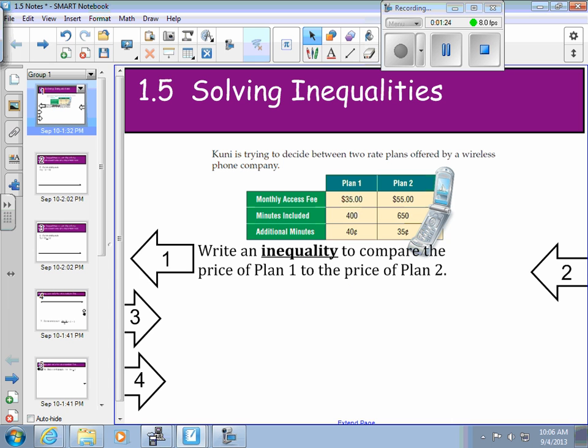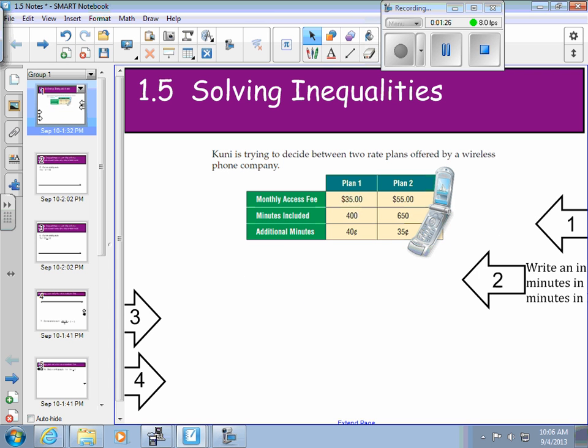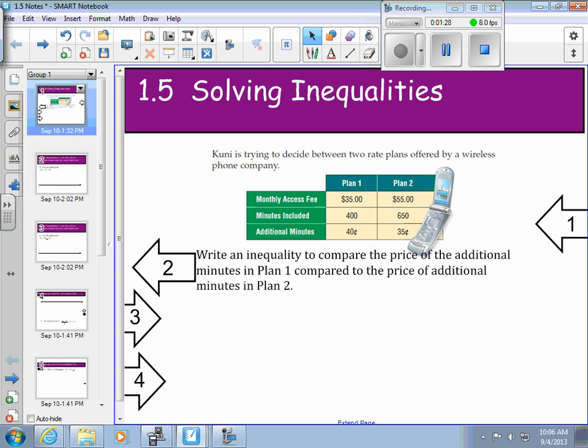All right, let's look at the next one. Number 2. Now they want us to write an inequality to compare the price of additional minutes in plan 1 and additional minutes in plan 2. Well, the additional minutes going down to this third row here is 40 cents and 35 cents. Well, 40 cents is greater than 35, so we would use the greater than symbol. Again, the open side goes to the bigger number. All right. Next one, number 3.